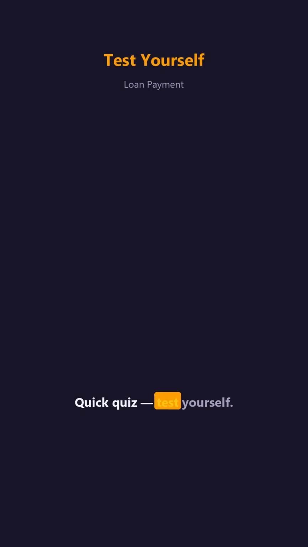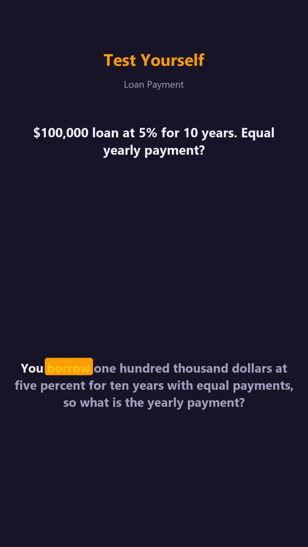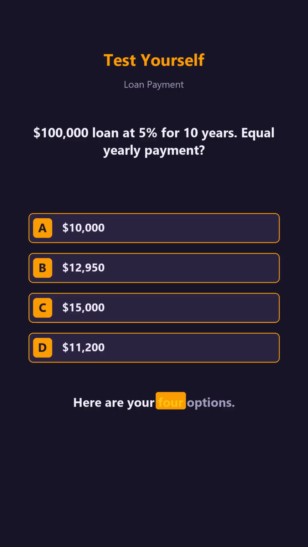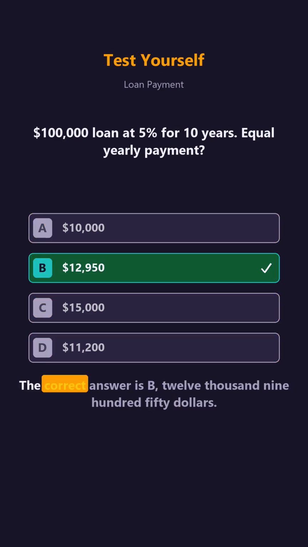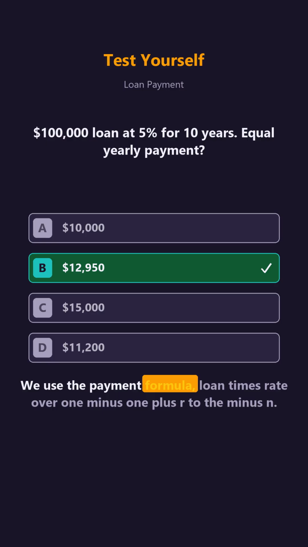Quick quiz, test yourself. You borrow $100,000 at 5% for 10 years with equal payments, so what is the yearly payment? Here are your 4 options. Pause the video and solve it now. The correct answer is B, $12,950. We use the payment formula, loan times rate over 1 minus 1 plus R to the minus N.